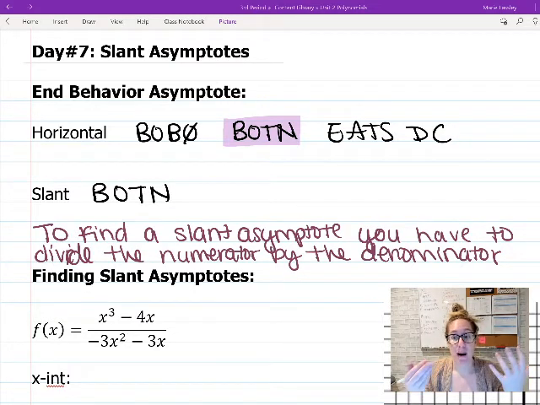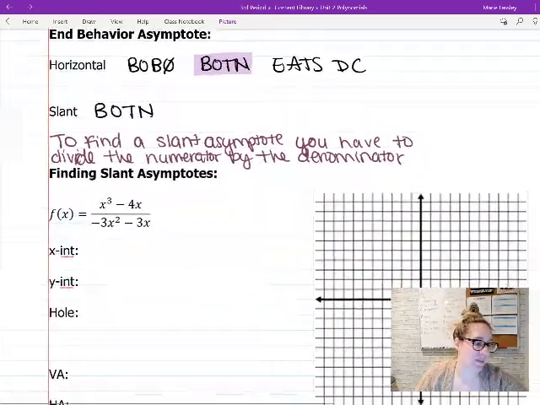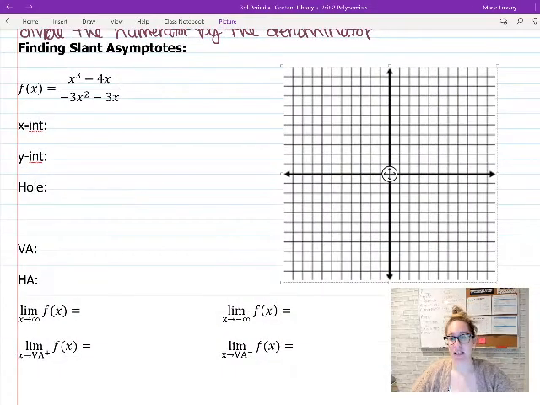So if we do a problem and we get to the horizontal asymptote, and we end up getting no horizontal asymptote, then we have to use the technique of dividing the numerator by the denominator to find the equation for the slant asymptote. So we're going to do an example that has one of those slant asymptotes in it. We only have one example for today, so it should go pretty quickly. And we're just going to treat this like we would treat any other problem.